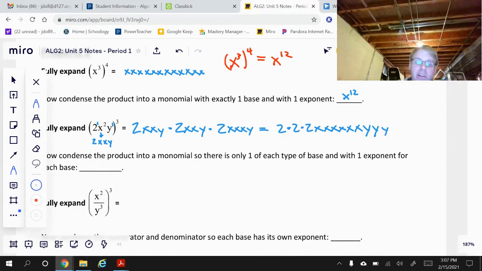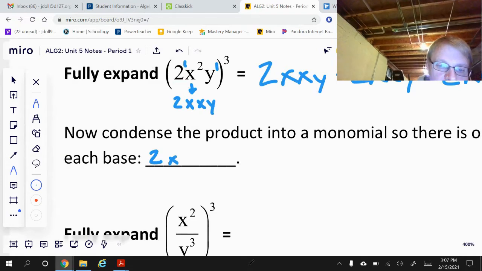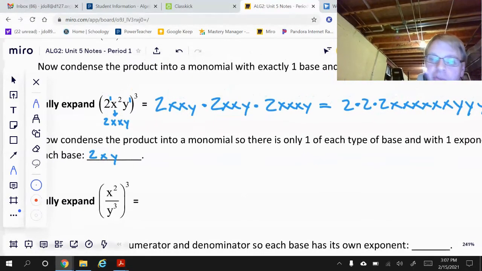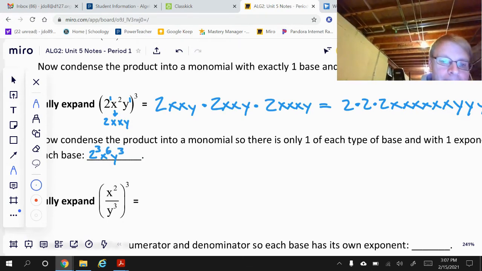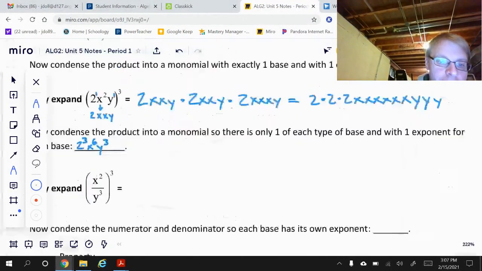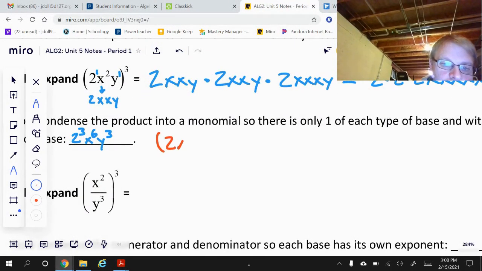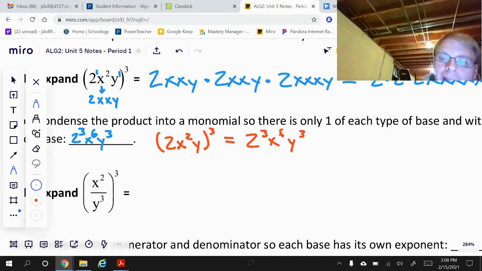Now, if we're going to condense everything, we can see there's 3 unique bases there, 2, x and y. So then what we would get here would be a 2, an x, and a y. And you can see I have 3 factors of 2, so that's 2 to the third, 6 factors of x, and 3 factors of y. All right, so what we would have, as we've done in red here, is I started with 2x squared y to the third, and that would be equal to, when we're done simplifying, 2 to the third, x to the 6th, y to the third.